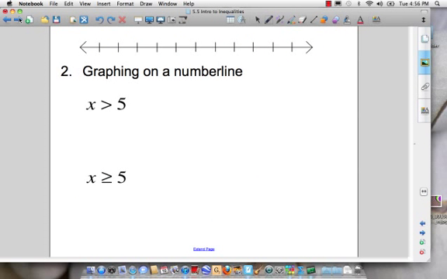All right, the next skill I want to go through with you is graphing on a number line. So suppose I tell you to show on a number line x is greater than 5.